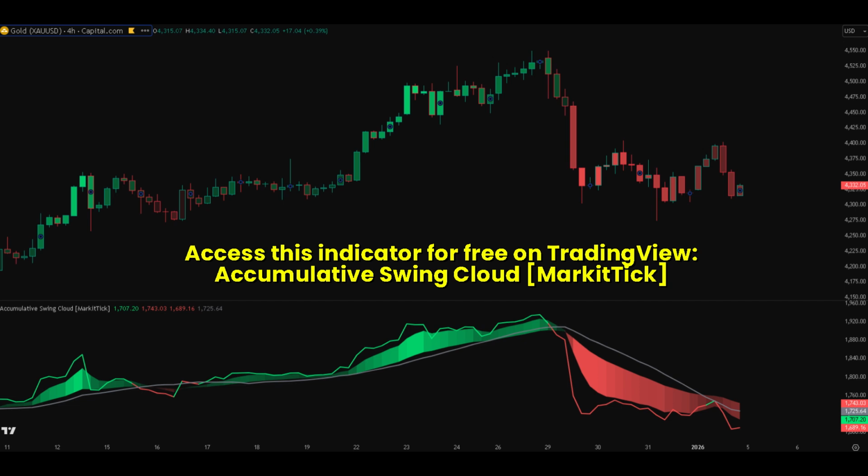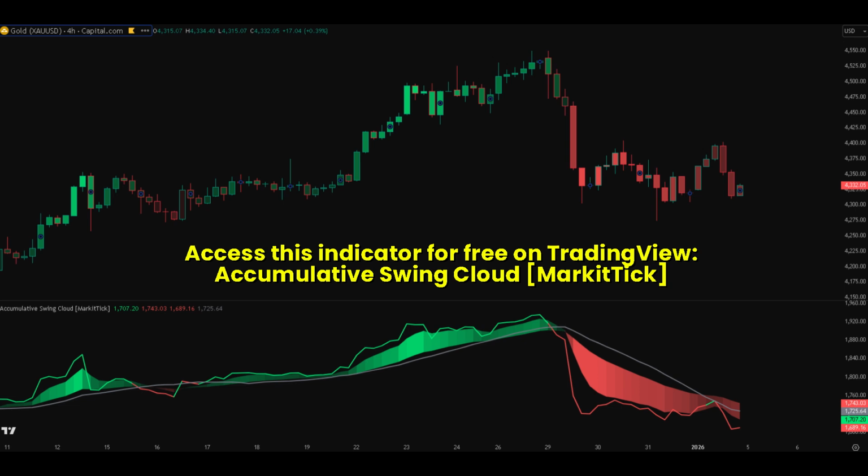Entry signals: traders often look for the ASI line to cross the signal line in the direction of the cloud. For example, if the cloud is green, a crossover of the ASI line above the signal line is a bullish confirmation. Cloud crossovers: a crossover of the fast and slow cloud lines represents a major structural shift in the Accumulative Swing Index trend. Volatility filter: pay attention to the gradient intensity. A very narrow, transparent cloud indicates low momentum or consolidation, while a widening, solid cloud indicates expanding momentum.